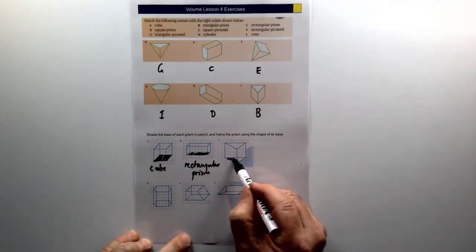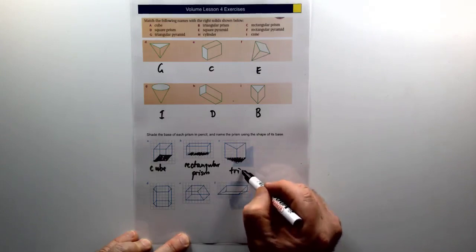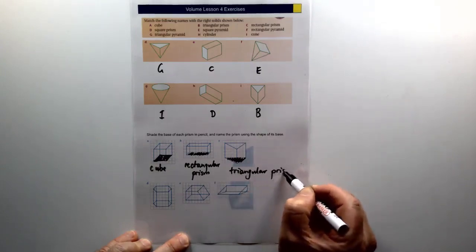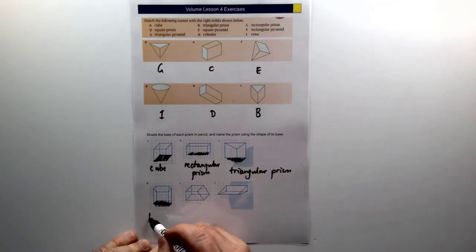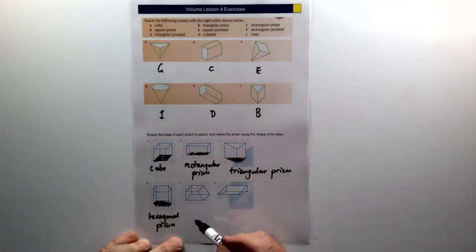Okay, here the base is going to be a triangle and it stays the same shape all the way through, so I'm going to go triangular prism. Here we've got a 6-sided figure, so a hexagon there. Again, it stays the same all the way through, so we go hexagonal prism. You notice we just write hexagon and we write AL at the end.